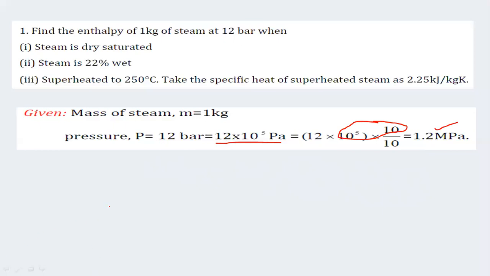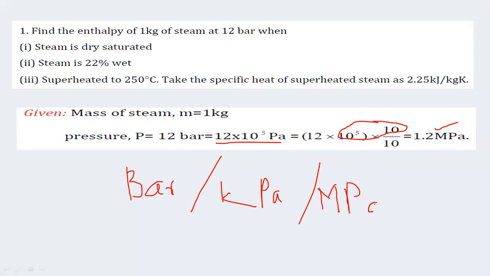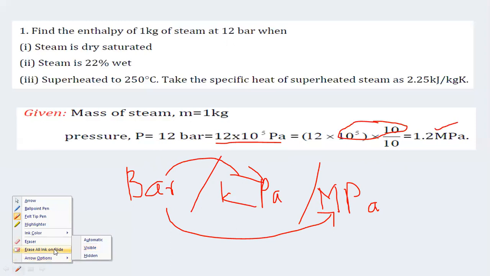So I have told you this. Once again, the pressure value may be given in terms of bar in some of the steam tables. In some of the steam tables, it may be given in terms of kilopascal or even megapascal. So if it is given in kilopascals, convert the bar into kilopascals, or if it is in megapascals, convert the bar into megapascals and then go for referring to the data. Now we shall move forward.